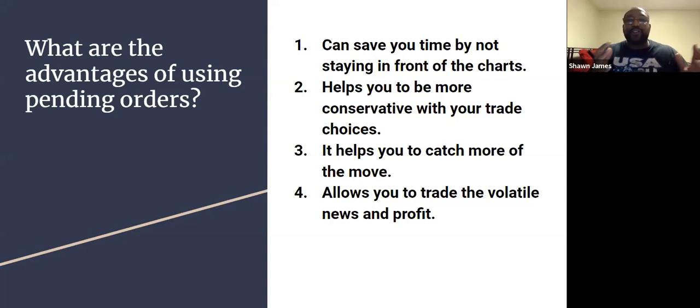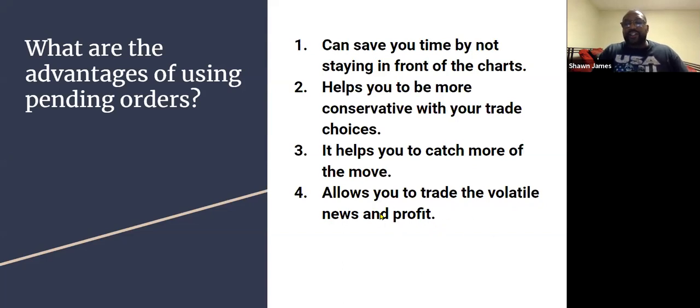So two people doing the same move, doing the same trade, one does a pending order and another one uses their confirmations and jumps in at a later time. The pending order person will be more profitable on the same move because they're starting at an earlier starting point. And number 4, it allows you to trade volatile news and make a profit.